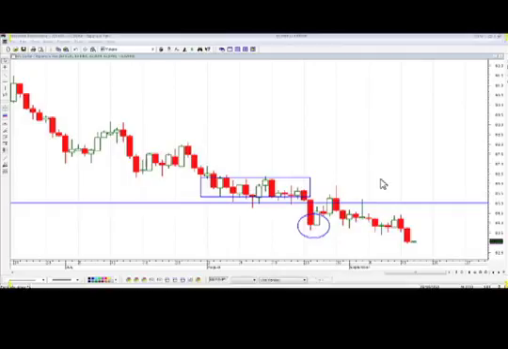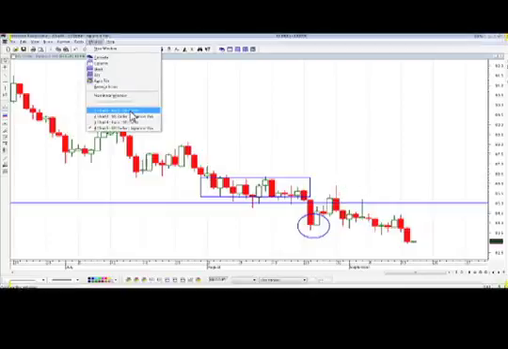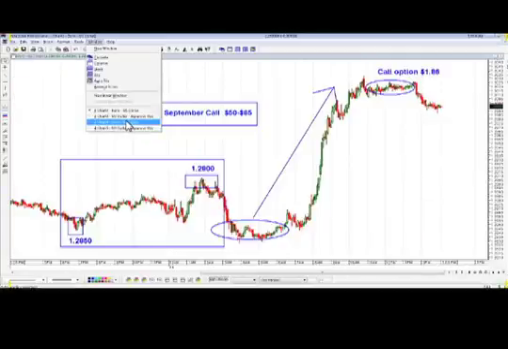Let's do it for instance here. So let's say that I'm going to go back to the euro dollar. Oh, I'm going to pick on the other one here. The daily chart of the euro dollar.